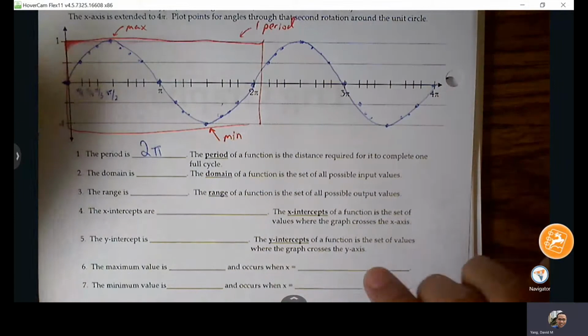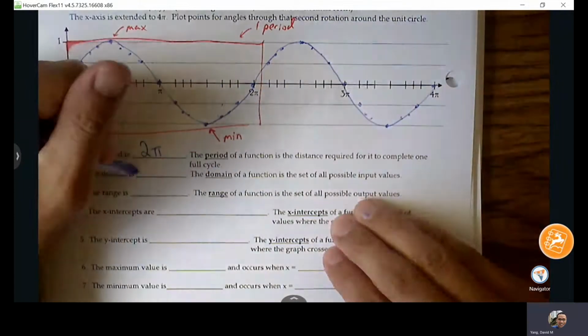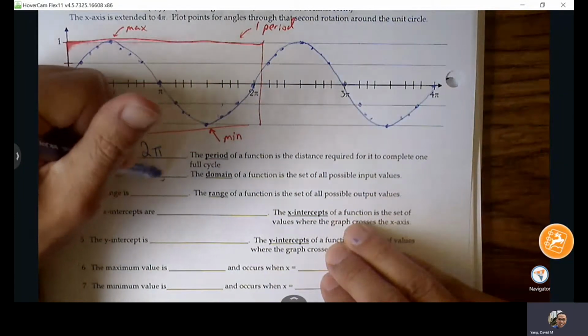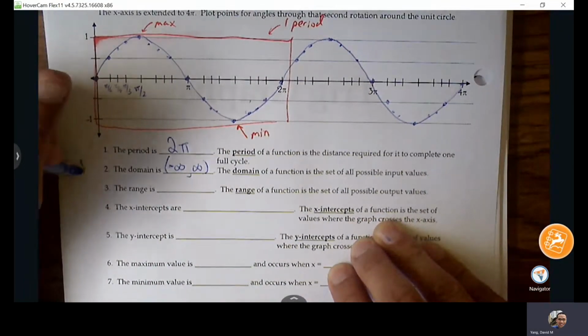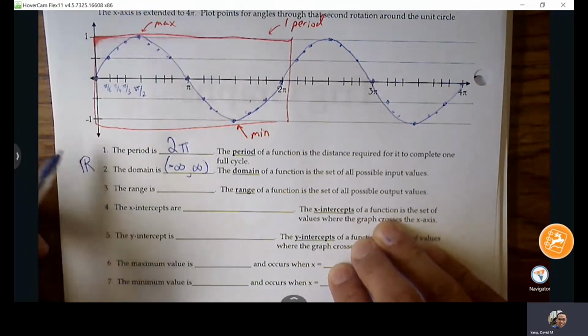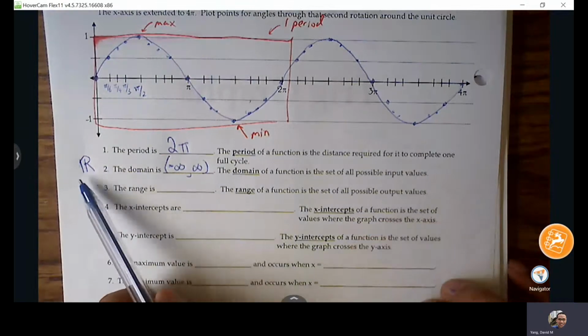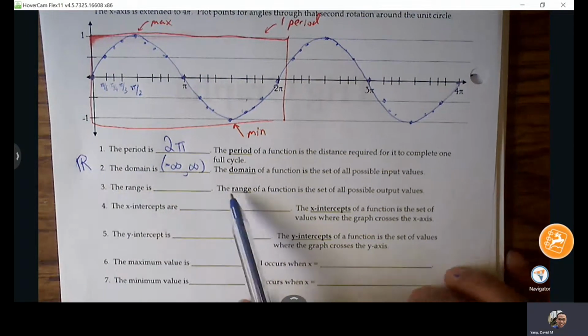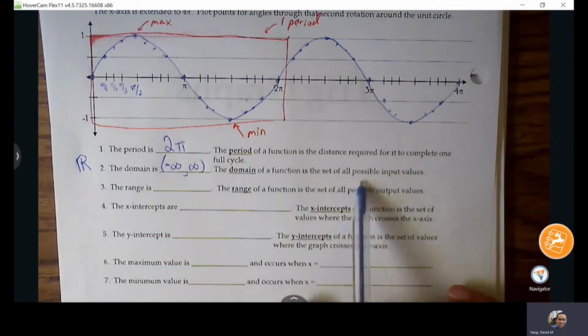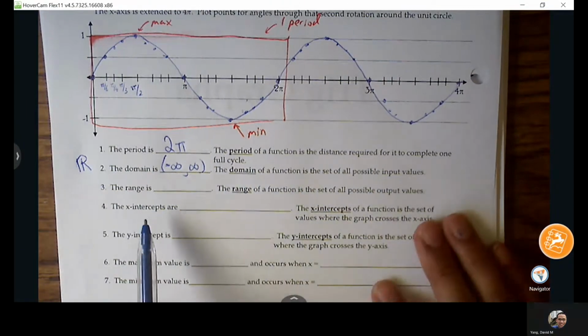There are no breaks in the graph. It's all real numbers, right? So we say negative to positive infinity. And then you can also use the notation, this double vertical line with the uppercase R, to represent all real numbers. So the domain of a function is the set of all possible input values.